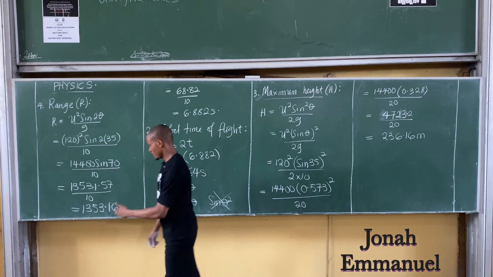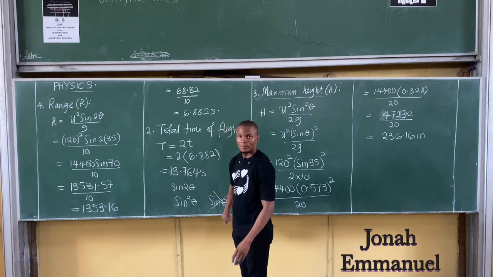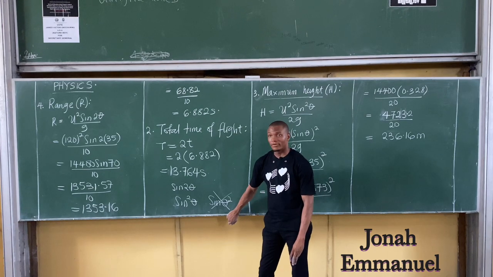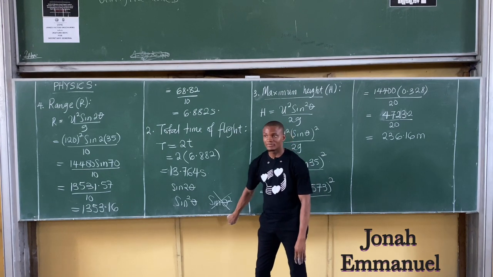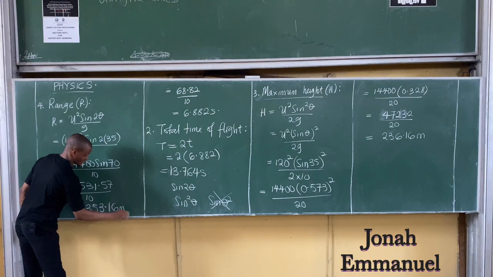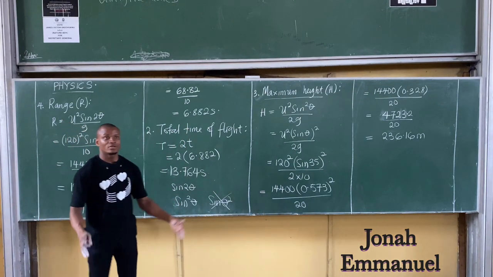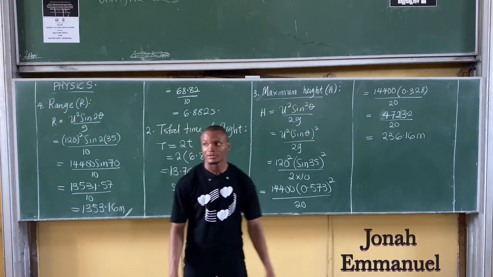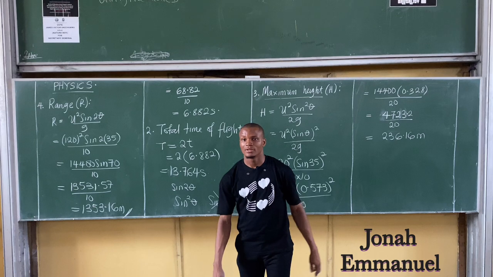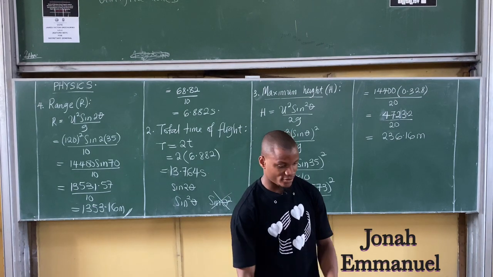What's the unit here? For range, what's the unit? Meters. So it is what? Maximum horizontal distance, right? So also in meters. So I have this one there. So that's your answer to this.